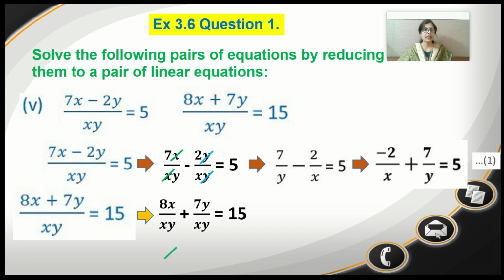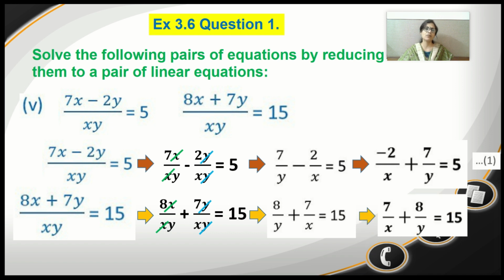So you can cancel x. In the second term you can cancel y. So what are we left with? We are left with 8 upon y plus 7 upon x is equal to 15. And as I said, let's write the x term first. So we'll write 7 upon x plus 8 upon y is equal to 15 and number this equation as 2. So look at this, children, the equations which were not linear equations in two variables, we have converted them into the simple form, but still equation 1 and 2 are not linear equations in two variables.